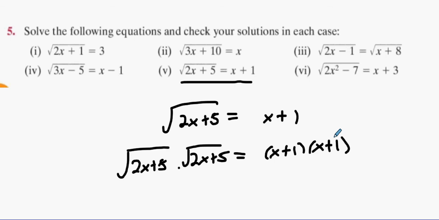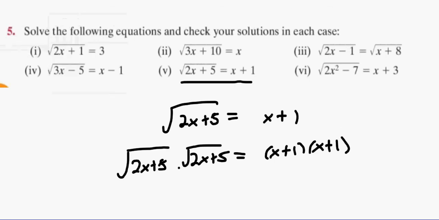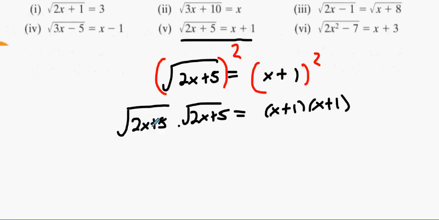Do you get it? Now, square both sides, yeah? And what's root anything but the same square root? What happens? Square roots cancel and you get 2x plus 5. And then you have x squared plus 2x plus 1.